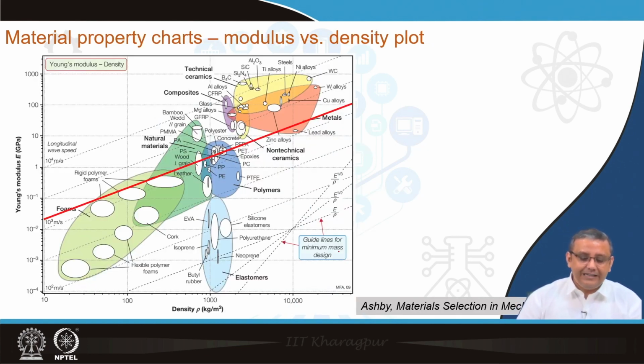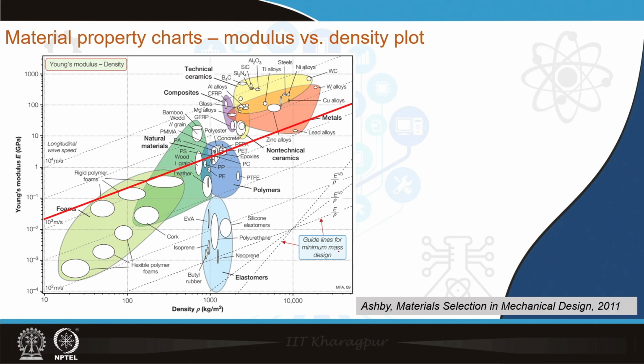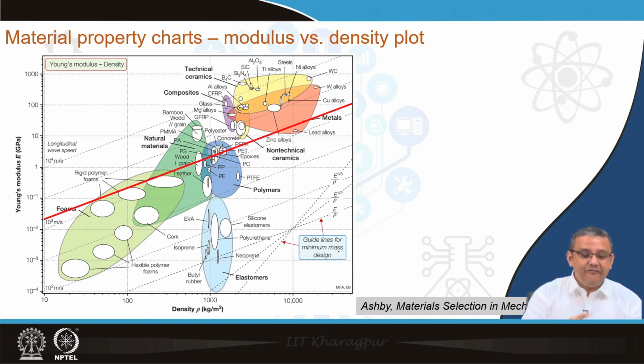As you can see in this slide, there are straight dotted lines, and the corresponding sound velocities are also mentioned there. The sound velocities in materials vary over a wide range, from around 10 meters per second to even more than 10,000 meters per second. All the materials which fall on one particular dotted straight line have the same sound velocity. That means for all materials which fall on the same straight line, sound waves travel with identical velocity through all those materials.